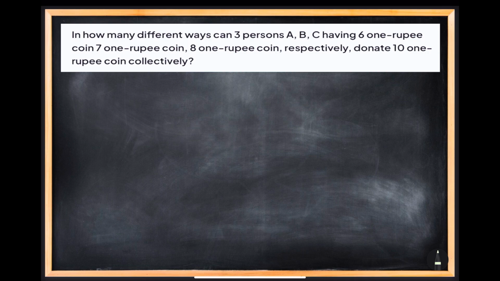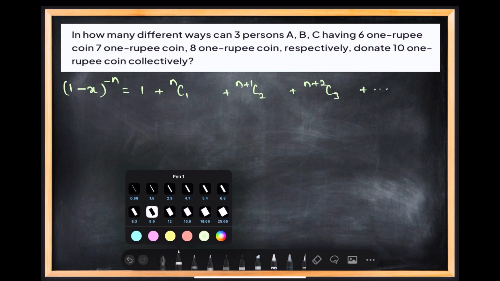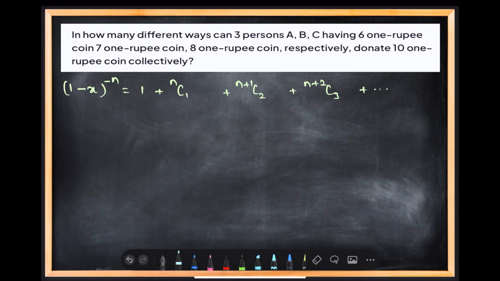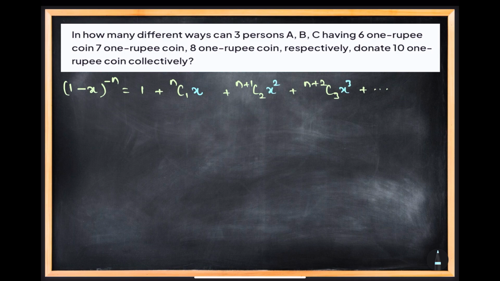We will take help of this expansion, (1 minus x) to the power minus n. Hope you remember this thing. So it was 1, then nC1, then (n plus 1)C2, then (n plus 2)C3. It means you have to increase the lower subscript as well as the upper subscript, and you will be starting with 1, and the power of the variable will be same as the lower subscript of C. Okay, so we will be using this idea.